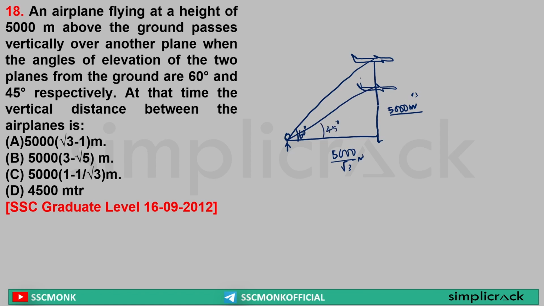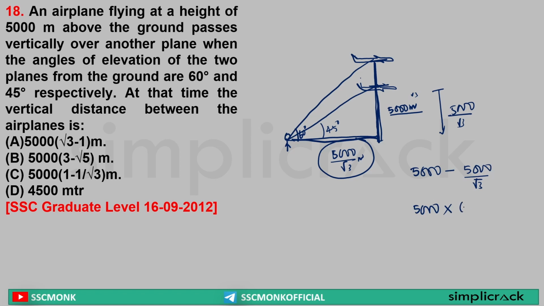Sir, if this is 45 degree, that means this is equal to this part. Sir, this much is 5000 by root 3. So this distance will be equal to 5000 by root 3. The total distance is 5000. So what is the difference between these two? Because this is asking about the vertical distance. That is equal to 5000 minus 5000 by root 3. 5000 taken common multiplied by root 3 minus 1 by root 3. Yes or no? Yes. Or I can simply write 5000 multiplied by 1 minus 1 by root 3 meter.